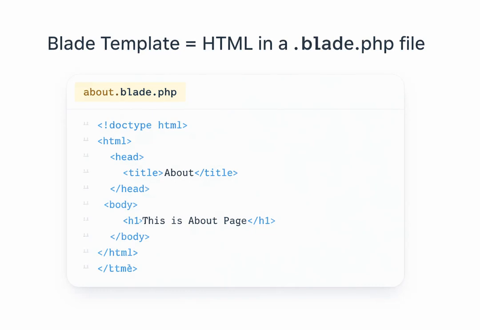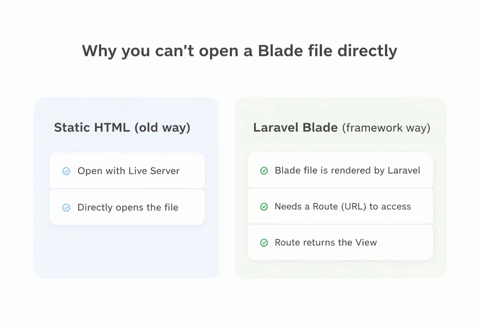That blade file is basically where you write your page markup, mostly HTML, with blade features available when you need them. A blade template is simply a blade file where you can write normal HTML. For example, you can create about.blade.php and write a standard HTML structure inside it. Later, you can add blade features, but the starting point is, yes, you can write HTML directly here. In plain HTML projects, you could open a file directly using something like LiveServer, but a blade file is meant to be rendered through Laravel.